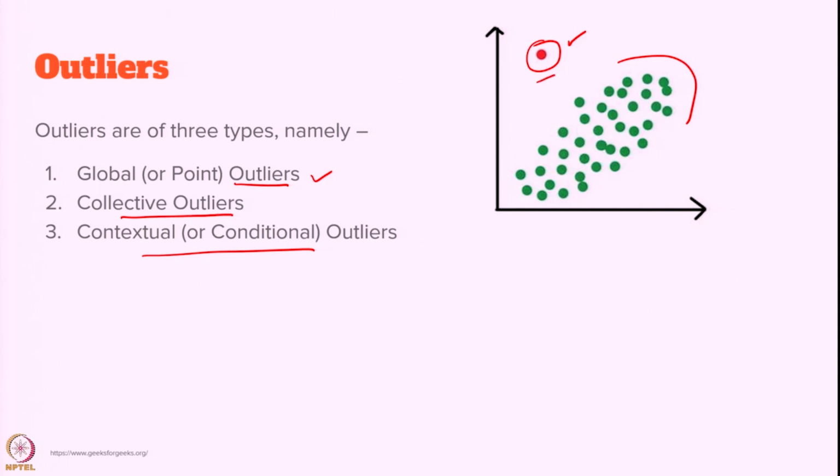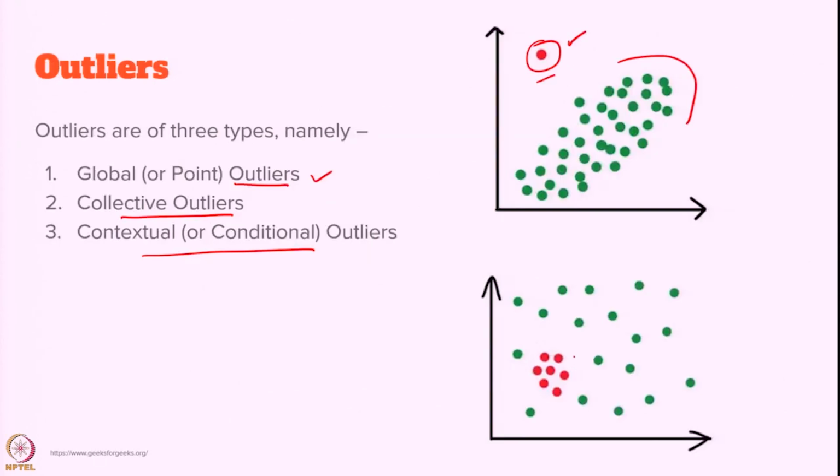Now, there is something called a collective outlier. Some of the data points as a whole deviate significantly from the rest of the data set. These are called collective outliers. For example, in this case, this is a set of data which is actually an outlier. These data points as a whole deviate significantly from the rest of the data set. You can see the figure and make it out. This is called a collective outlier.